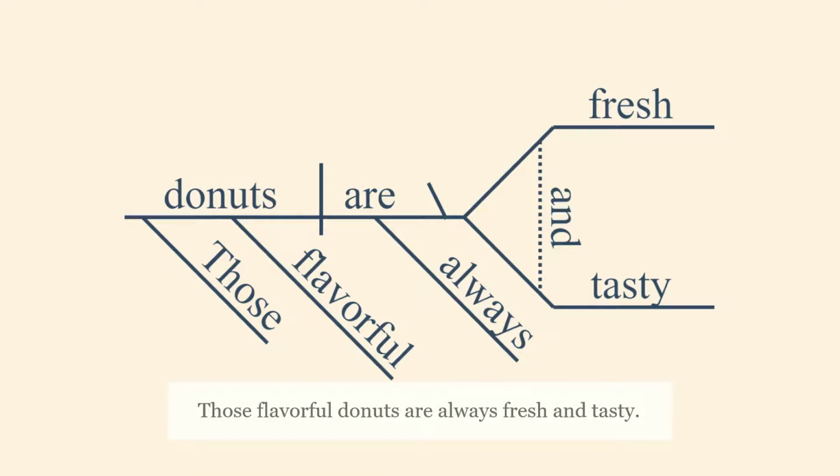Two adjectives tell us information about the subject. Which donuts? Those donuts. And what kind of donuts? Those flavorful donuts. And here we have the first sentence diagrammed. This is our baseline, and now we'll start learning new things.